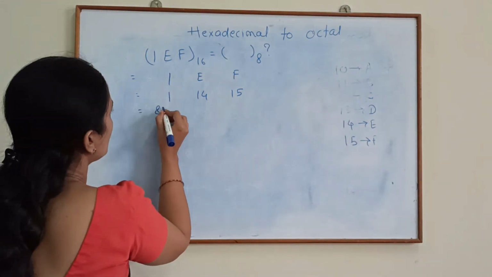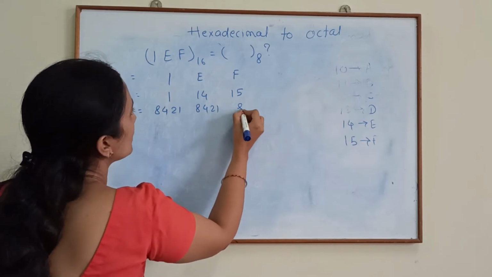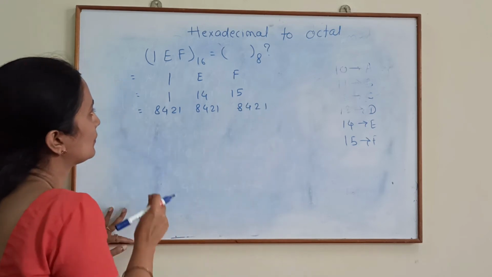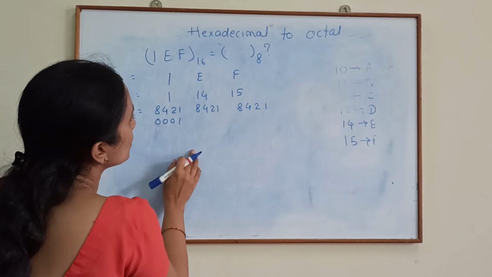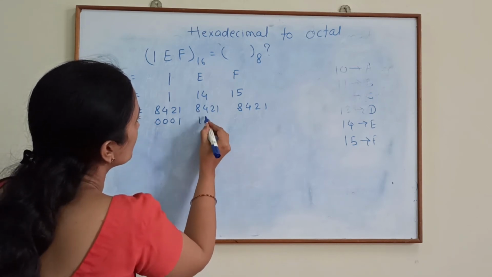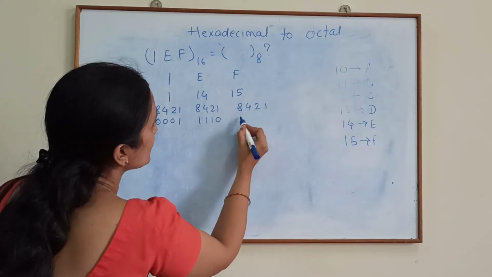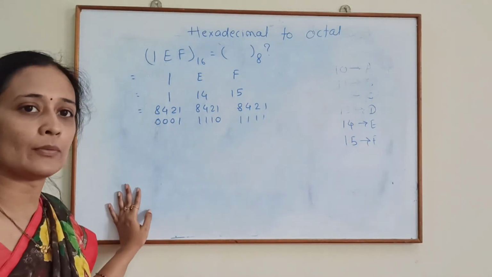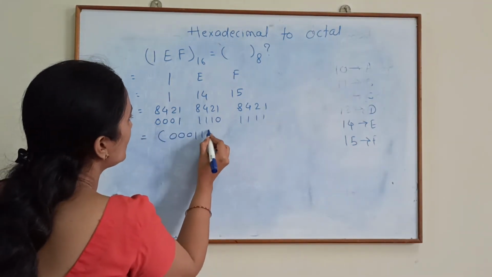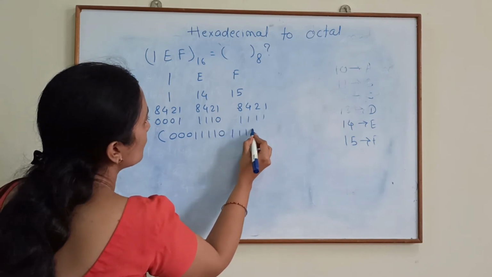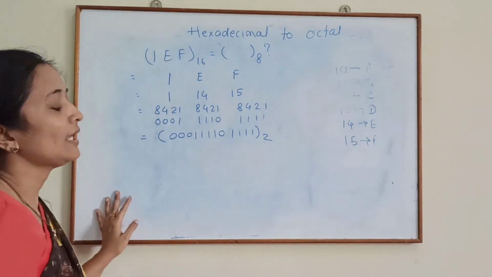For that, write here 8421, 8421, 8421. 1 is there, therefore the remaining will be 0. 14 means 8 plus 4 plus 2, therefore 1, 1, 1, 0. 15 is 8 plus 4 plus 2 plus 1, therefore all will be 1. The binary equivalent is 0, 0, 0, 1, 1, 1, 1, 0, 1, 1, 1, 1. This is the binary equivalent of hexadecimal number 1EF.